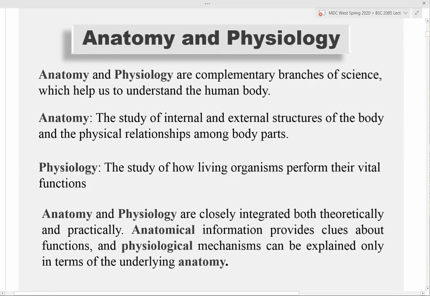So what is anatomy and physiology, right? They are complementary to each other, meaning one depends on the other. They're branches of science that help with the human body, okay? So anatomy means what? Internal structures, right? And physiology is how those internal structures interrelate with each other at the smallest level.